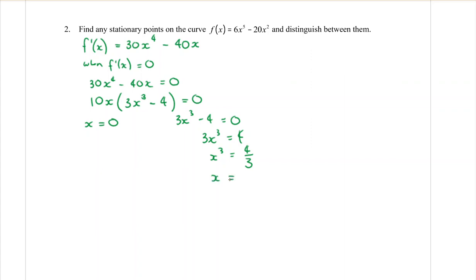The cube root of 4 over 3 is 1.1. I put 1.10, I did 2dp. So you can see I'm operating with two columns there. This is x value number 1, x value number 2. Remember, I need to find the y values. So straight underneath, y equals and y equals, so that I complete the point. Sub the values back into the original equation. 0 is nice and easy: 0, 0, which means that y is equal to 0.